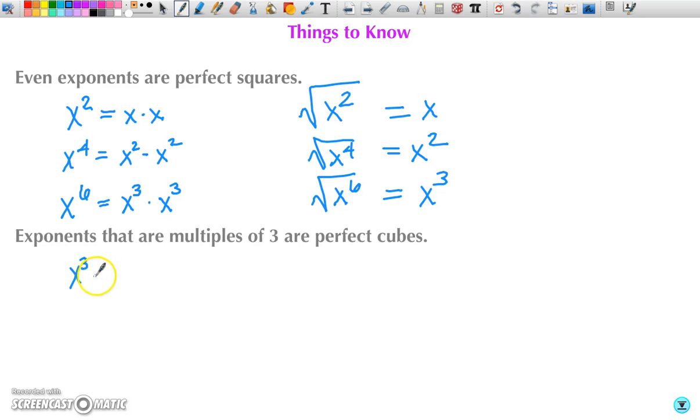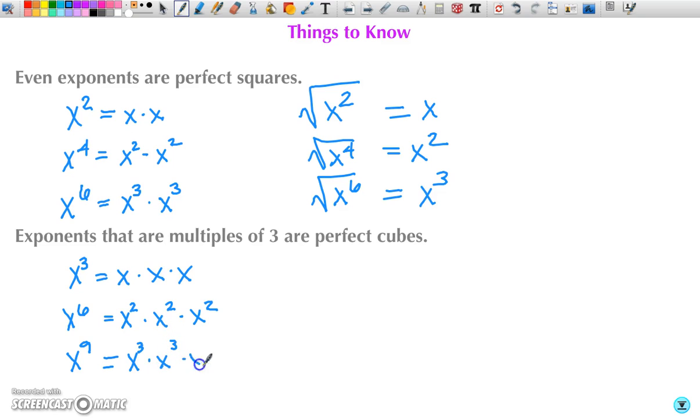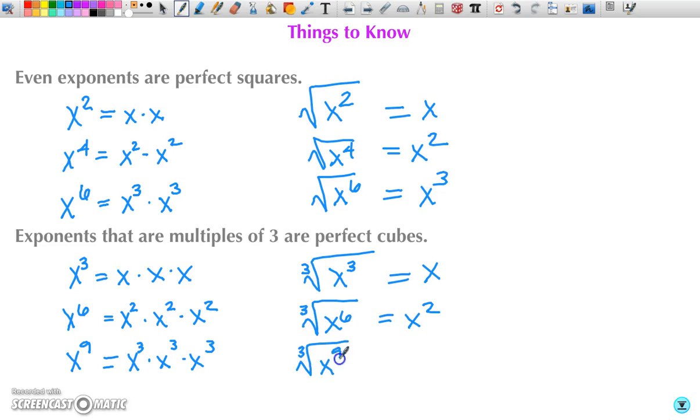Exponents that are multiples of 3 are perfect cubes. So x cubed is your first perfect cube, and that's because it's x times x times x. X to the sixth is a perfect cube because it's x squared times x squared times x squared. X to the ninth would be your next perfect cube because that's x to the third times x to the third times x to the third. So when you're doing cube roots, the cube root of x cubed gives you x. The cube root of x to the sixth is x squared, and the cube root of x to the ninth is x cubed. So these are just examples. They're not the only ones, just to give you an idea of how these work.